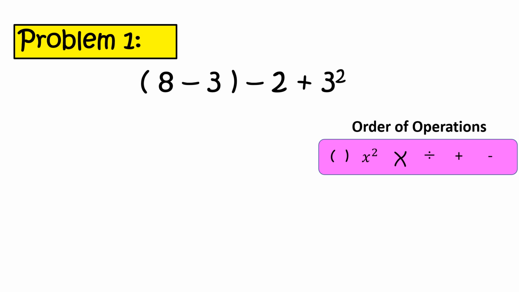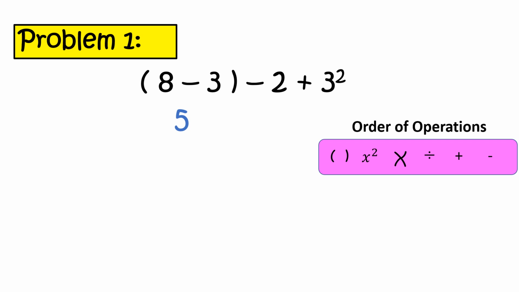Here's where the fun starts. Let's put what we've learned into action. In problem 1, we'll solve the problem. If we apply our first order of operations, we know that we must solve what is in the parentheses first. So, 8 minus 3 equals 5.